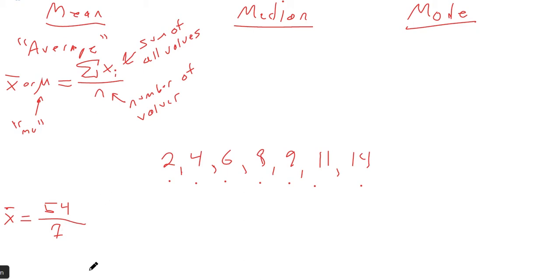If I do 54 divided by 7, what I get is approximately 7.7. So I guess an approximate value for the mean here. Now, if you notice, that does represent the data roughly. It represents kind of the center. If I look at this data, it's representing a number down here.